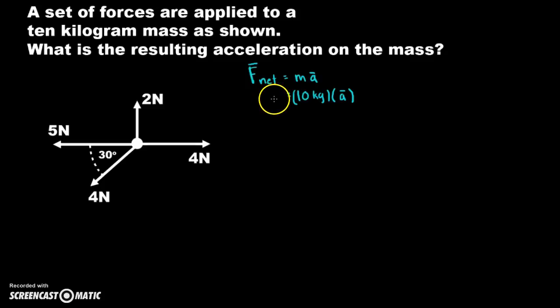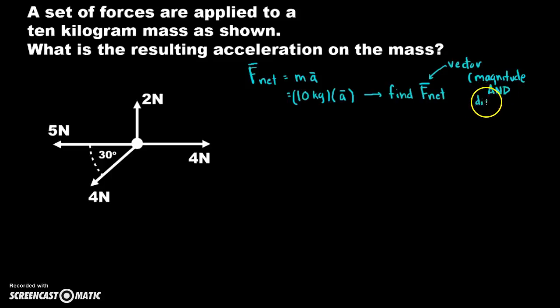So what I have to do is find the net force. Now notice, it's a vector. So I need to know the magnitude and the direction. I need to know both of those. So I need to know what the net force vector is. And the only way to do that is I need to add up all the vectors.